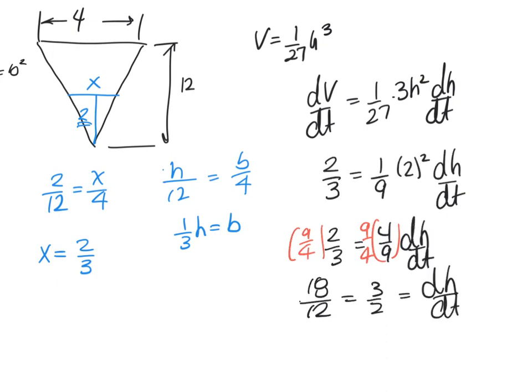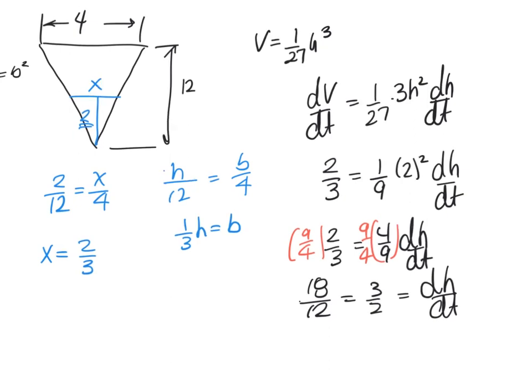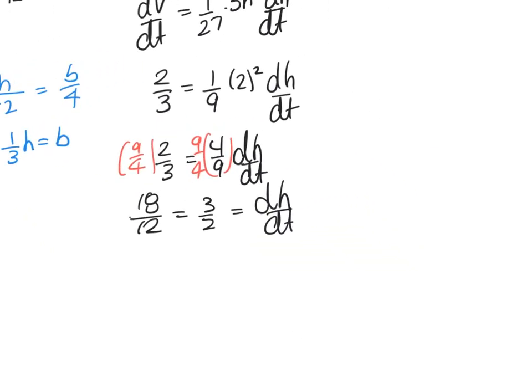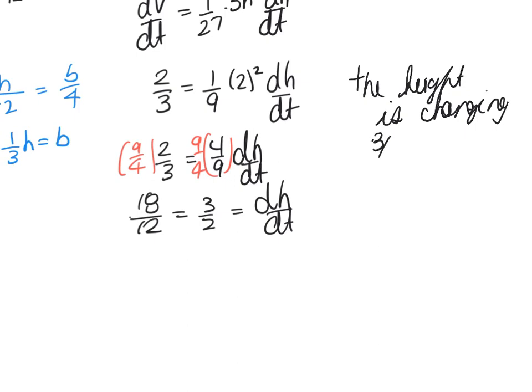What do you think my unit should be on that? Meters per second. So my final answer is the height is changing 3/2 meters per second when the height is 2 meters.